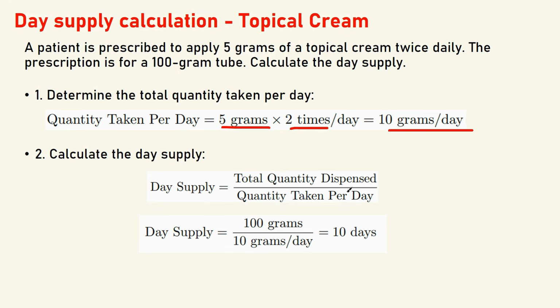So day supply is total quantity dispensed divided by quantity taken per day. The total quantity is 100 grams, divided by 10 grams. So it gives you 10 days.